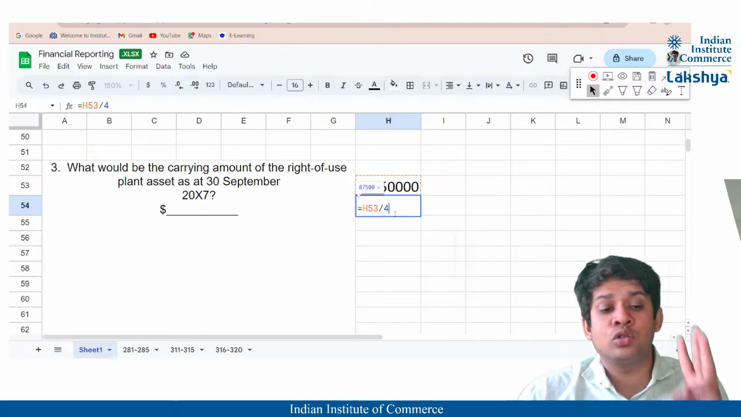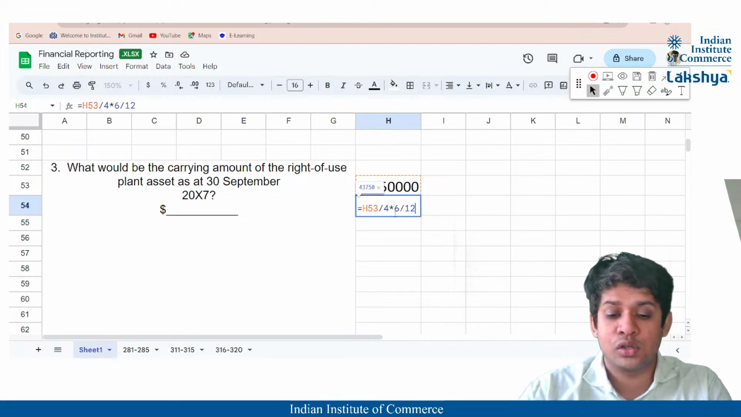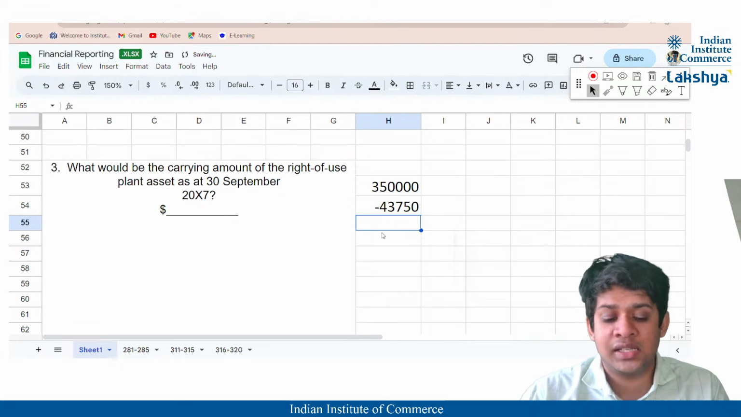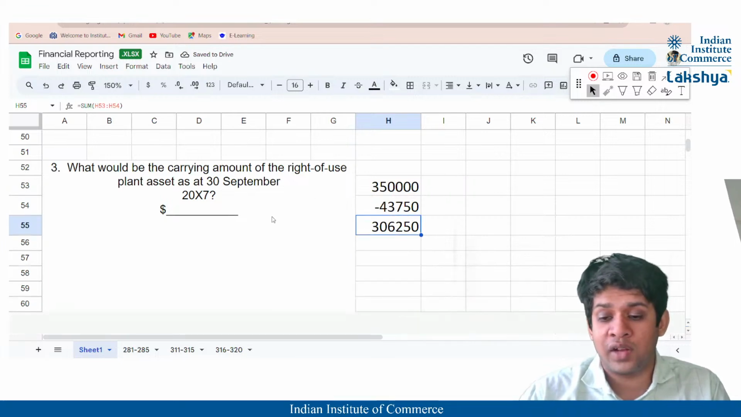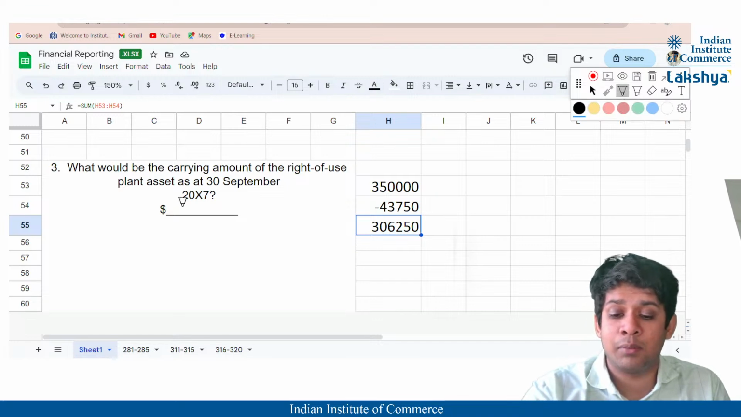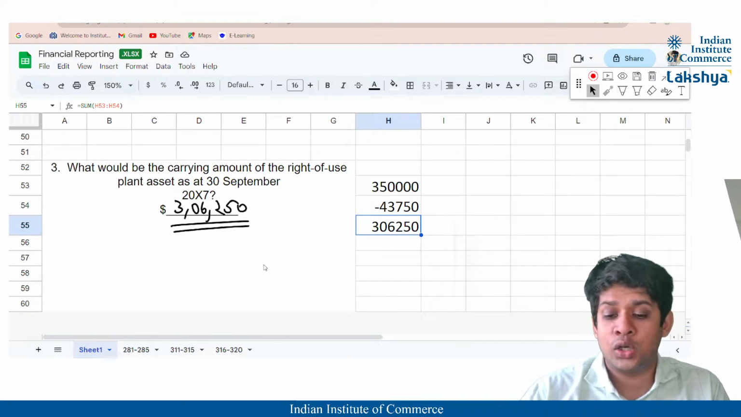So April, May, June, July, August and September. I will only charge for 6 months. So it will be 6 by 12. So the depreciation that should be charged is 43,750 and thus the carrying value of the asset will become 3,06,250. So they've asked for the carrying value of the right of use asset at 30th September. It will be 3,06,250. Okay. So I hope this sum is clear to you all.